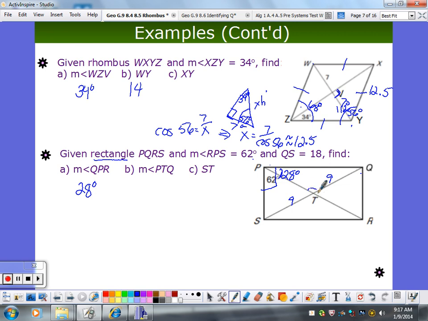PTQ. This one. Well, what's that going to be? Now let's think a little bit here. Yeah, what do you think it's going to be?